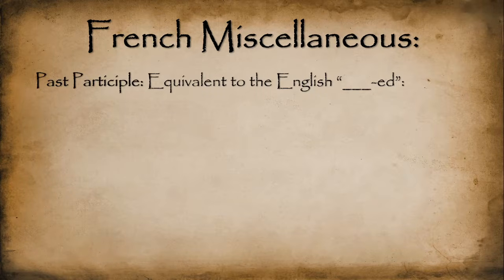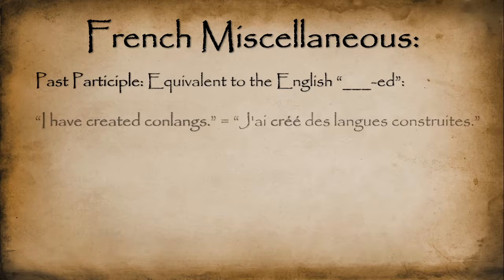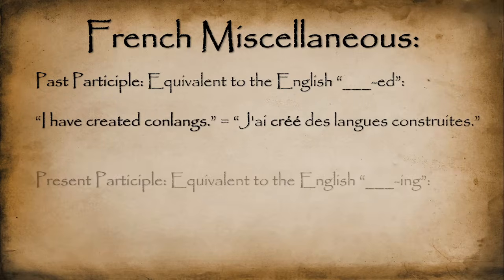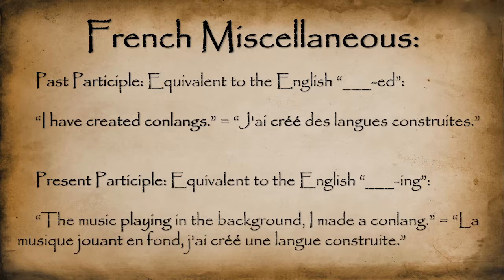The past participle is equivalent to the English blanked, so I have created conlangs would be je créais des langues construites, while the present participle is equivalent to the English blanking, so the music playing in the background, I made a conlang. La musique jouant au fond, je créais une langue construite.